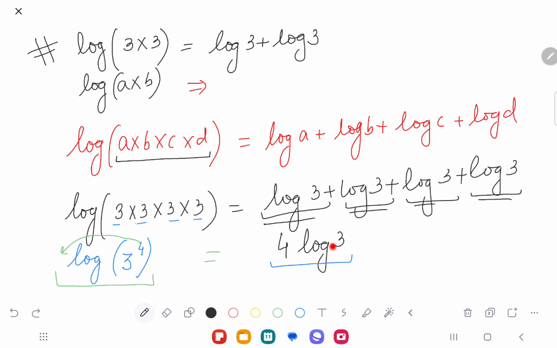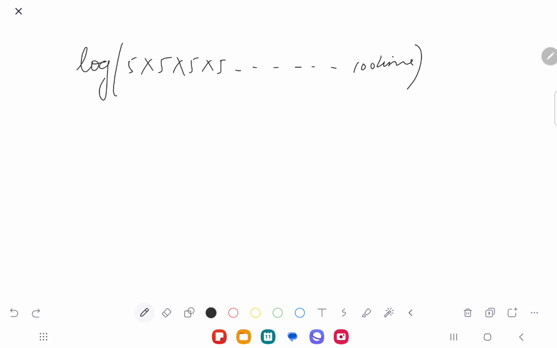Similarly, for example, if I say log of 5 times 5 times 5 times 5, multiplied 100 times, I keep multiplying 5 into 5 and write that down 100 times. What do you think that shall become? That shall become log 5 raised to power 100. Basically, that's what we are trying to find out.